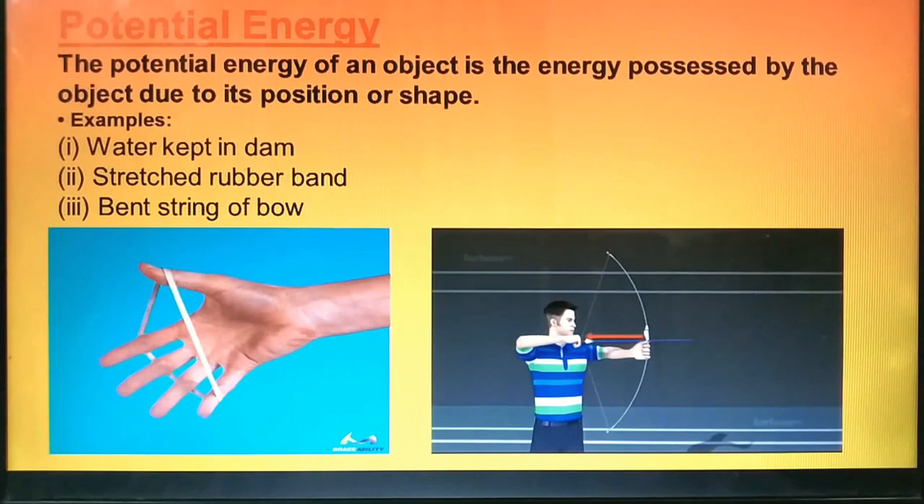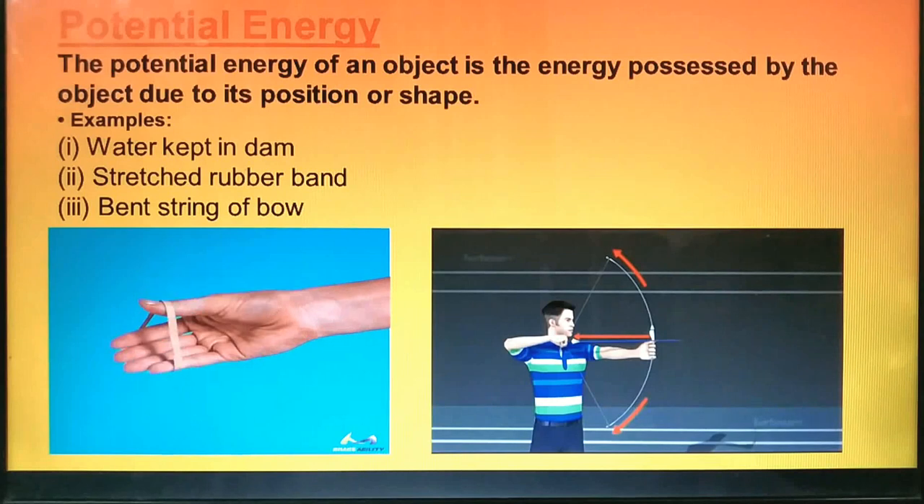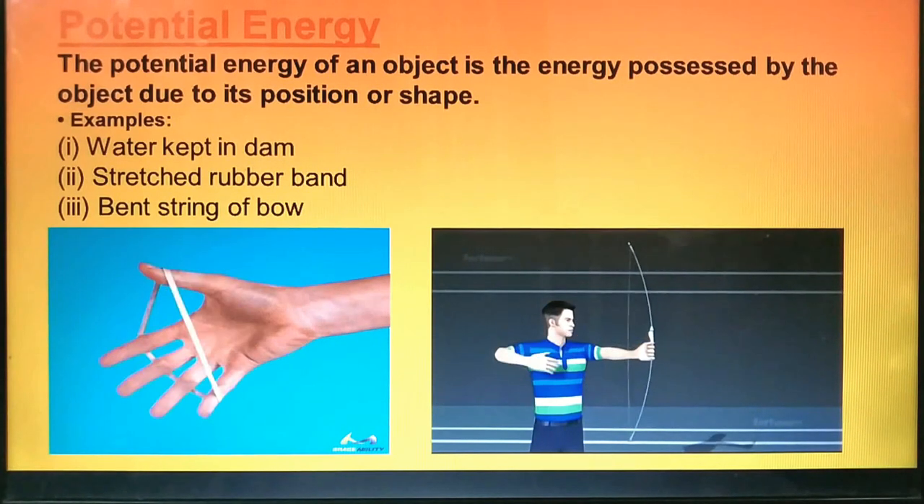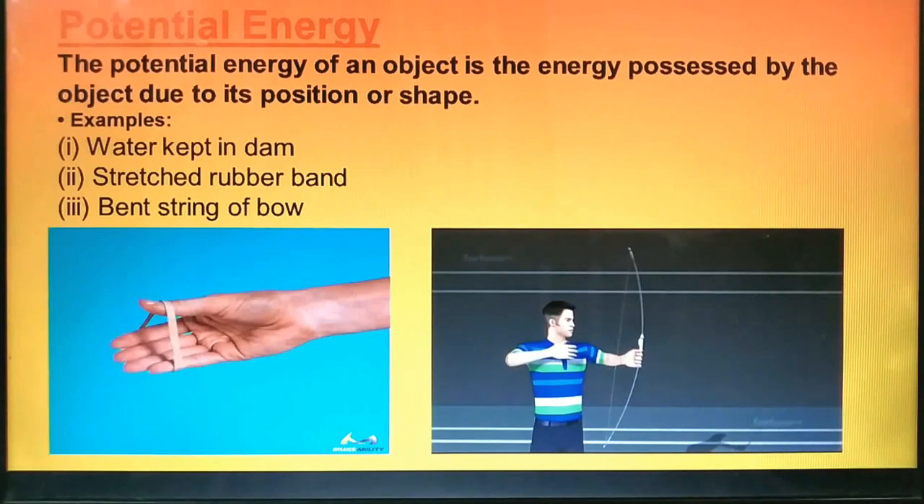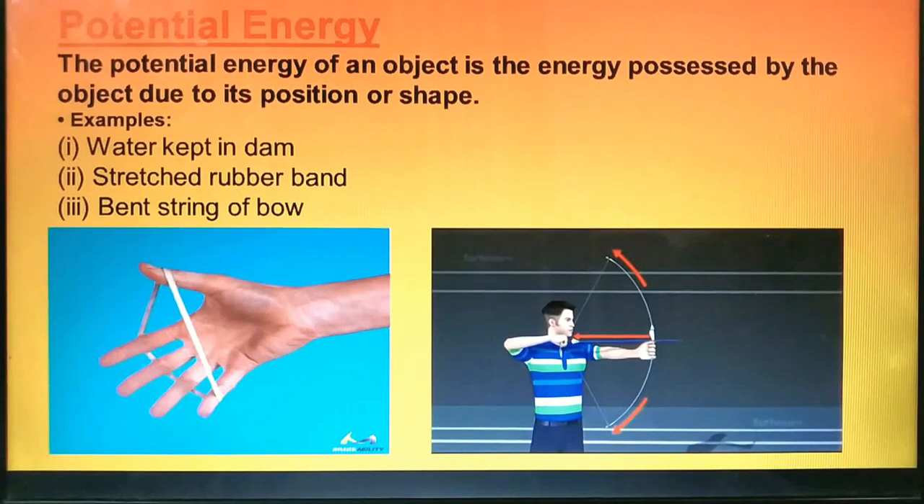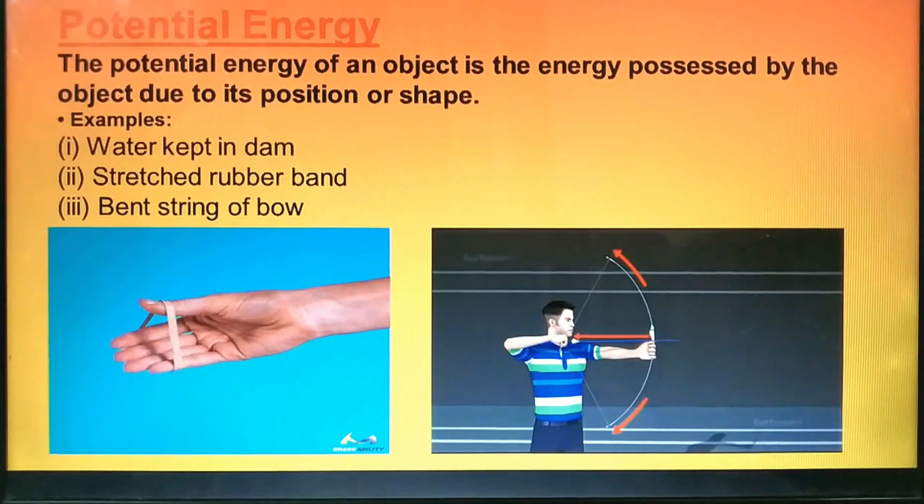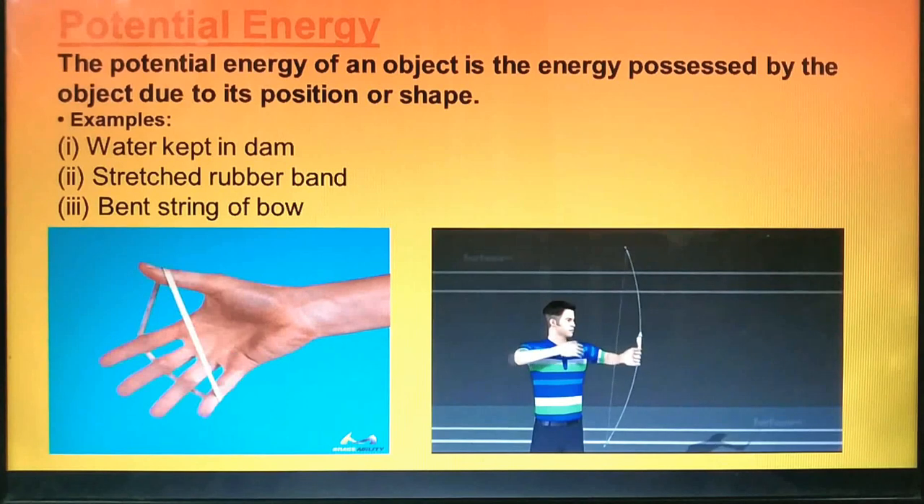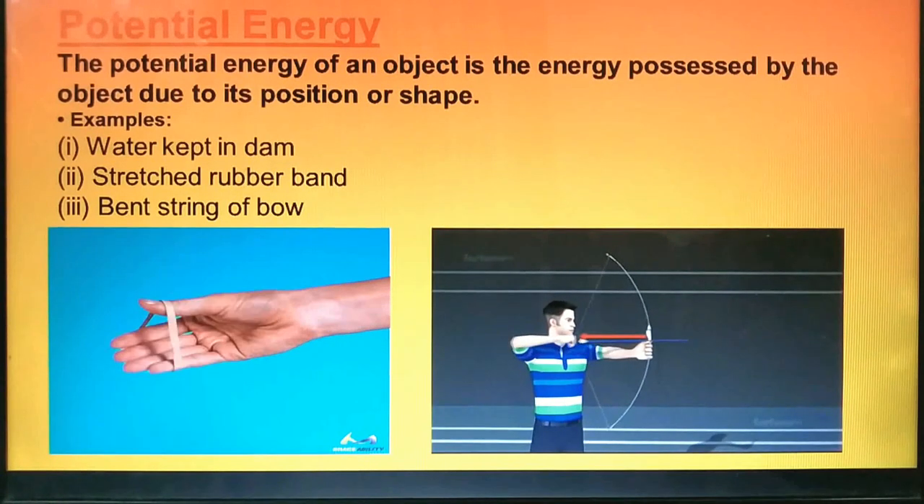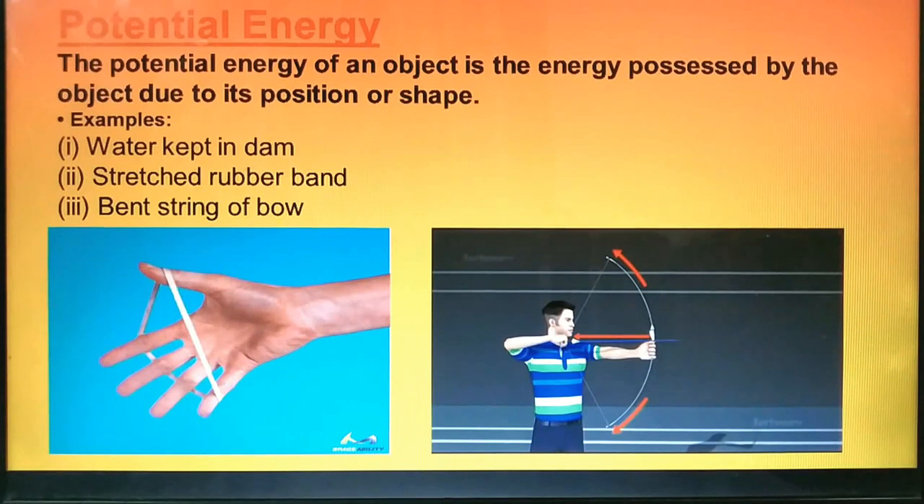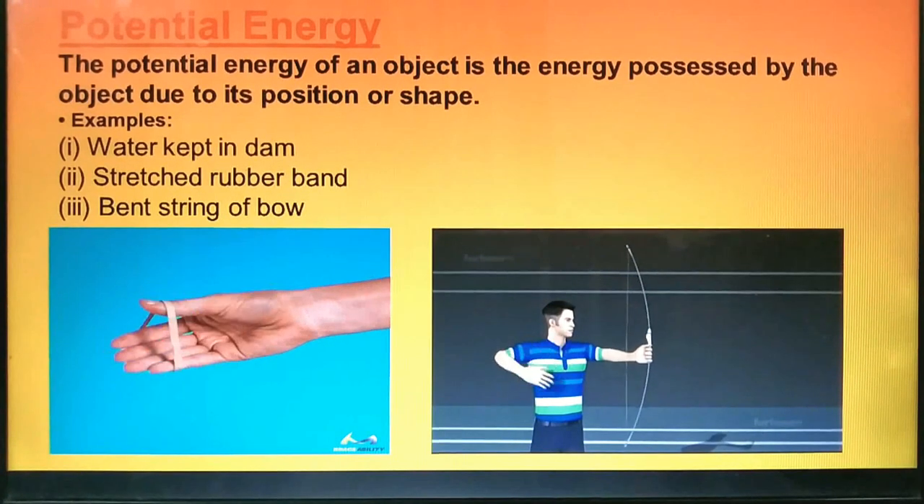Next is the stretched rubber band. You can also see in this animated video that the band has acquired energy in its stretched position. When we stretch the rubber band, the energy is transferred to the band and this type of energy is the potential energy. Now see the second picture. When the string is stretched, the work done on it is stored as its potential energy due to the change in shape. So these are the examples of potential energy.